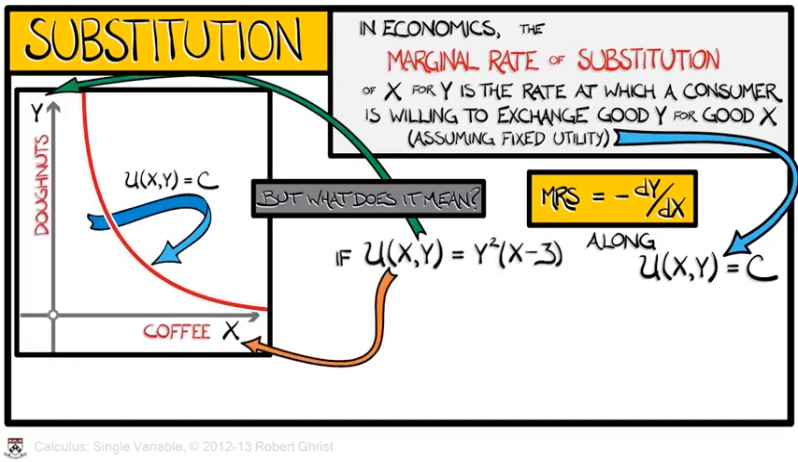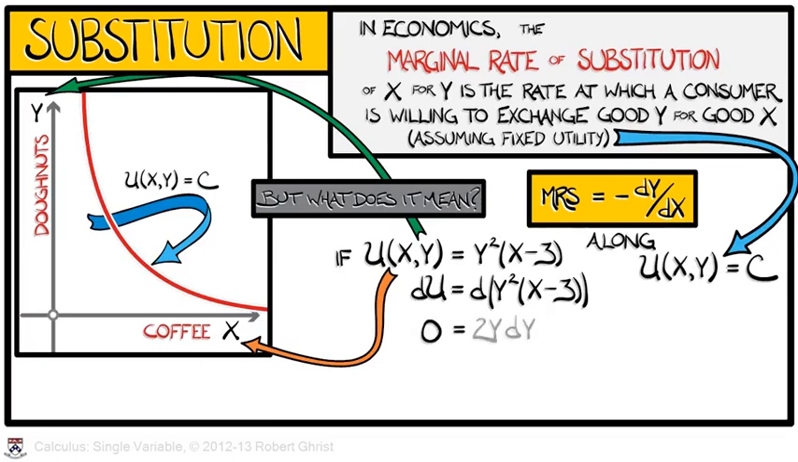Let's make this a little more specific. Let's say that x is the amount of coffee I have, y the amount of donuts that I have, and my utility function, u, is y squared times quantity x minus 3. In this case, differentiating that equation gives me du equals d of quantity y squared times x minus 3. Now, since I'm along a fixed utility curve, u is a constant, so du is 0.